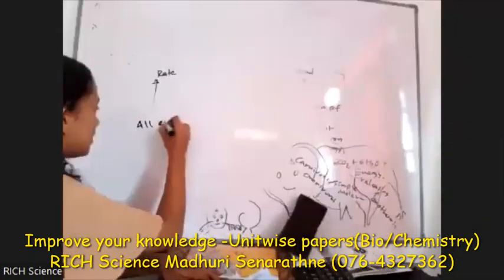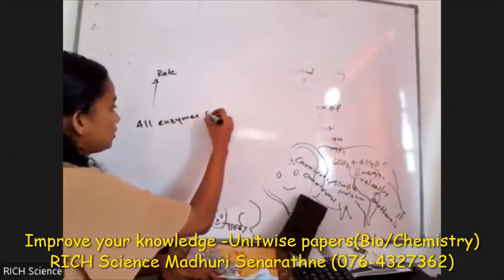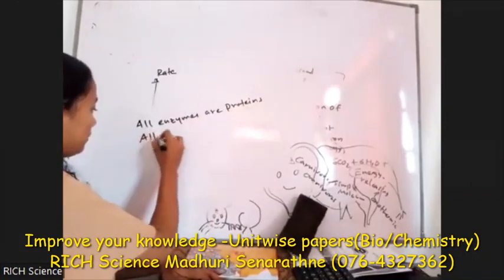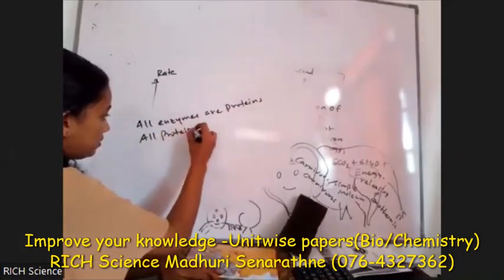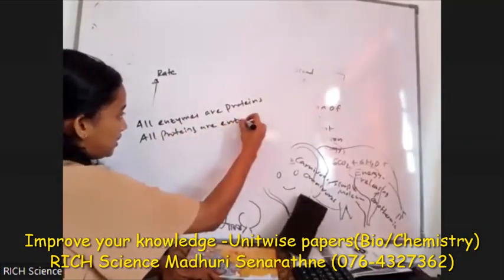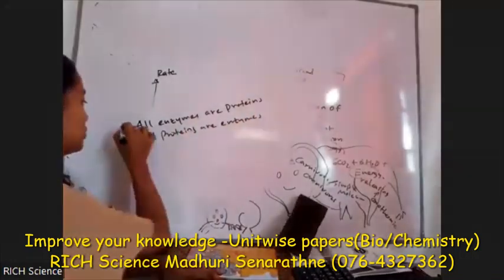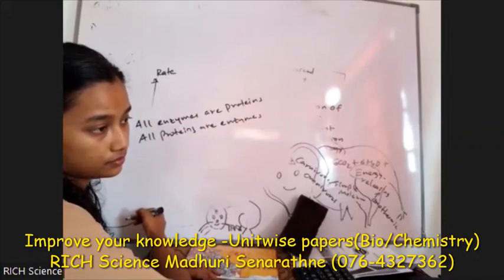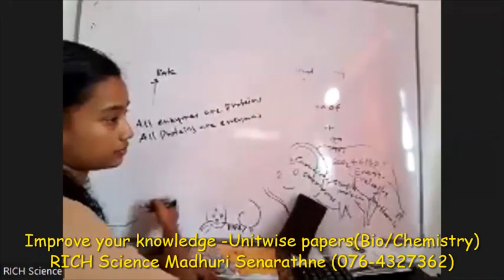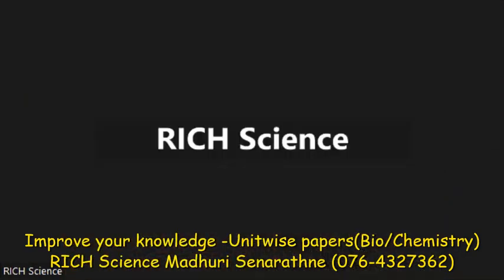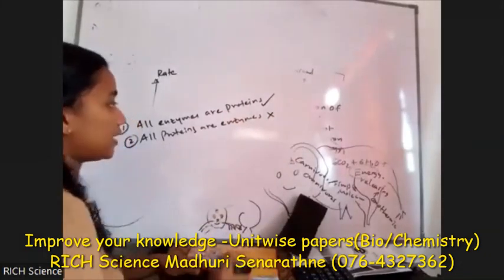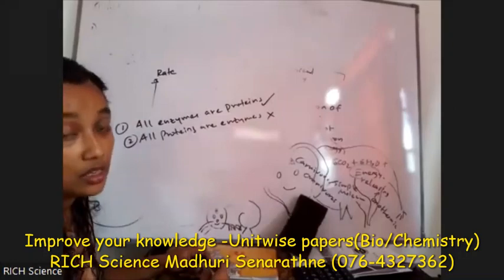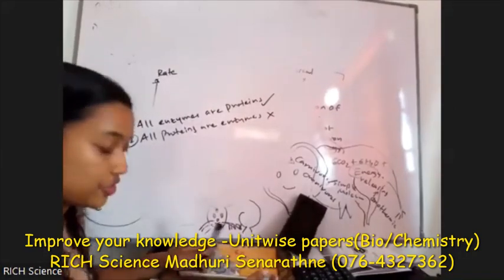All enzymes are proteins. All proteins are enzymes. True or false? First one correct. Second one incorrect. You can see other proteins other than enzymes, like albumin. So many proteins are not enzymes.